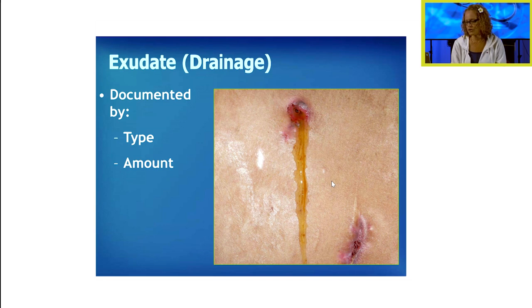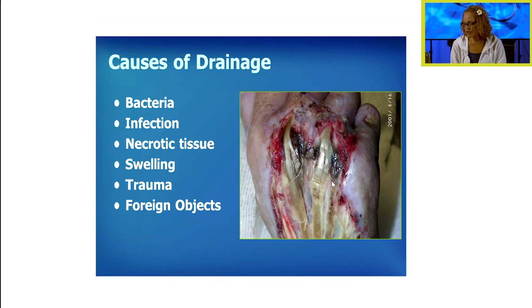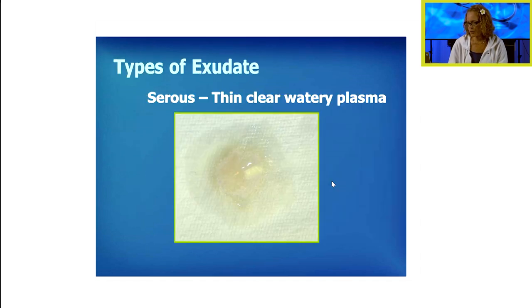So it's very important to be able to document the type and the amount of drainage that's coming from the wound as well. And so there's many different causes of drainage. Here we can see that bacteria, infection, necrosis, swelling, trauma, foreign objects can all be culprits. Types of exudate here, we can see serous. This is a thin, clear, watery plasma. This is what we would describe as a serous drainage.